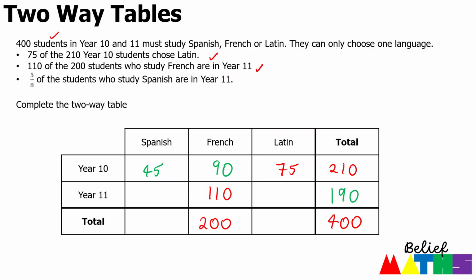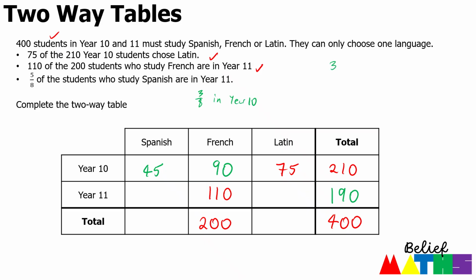And again, I've put the red in because that was the information that was given to us in the table. The green is then what we're working out. Now the next thing it says is 5/8 of the students who study Spanish are in year 11. That means that 3/8 are in year 10.